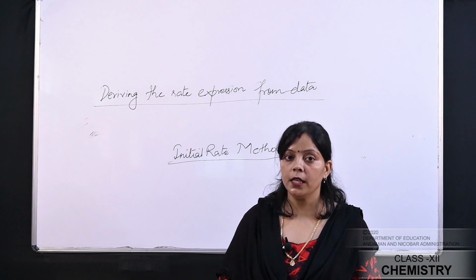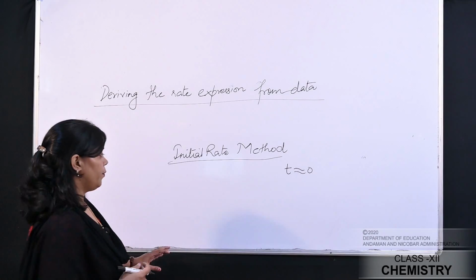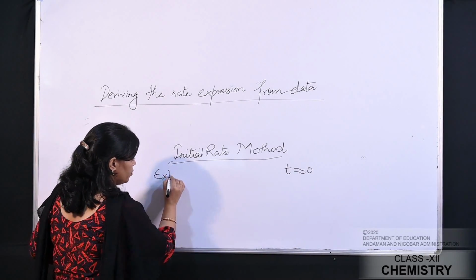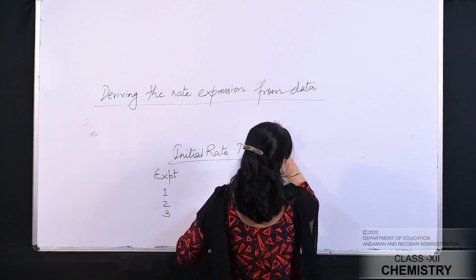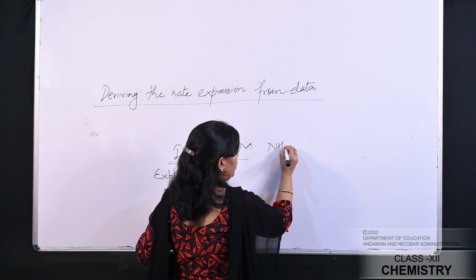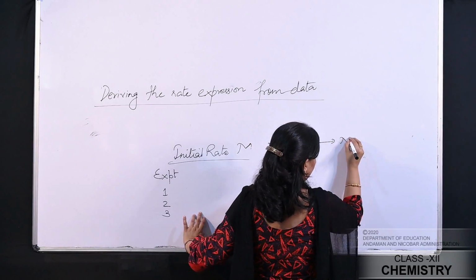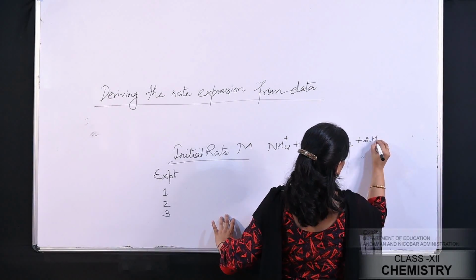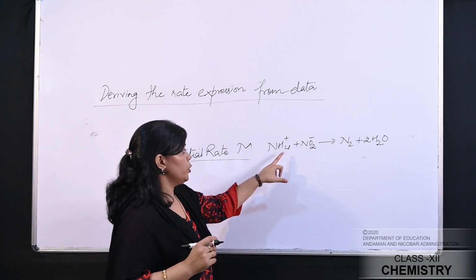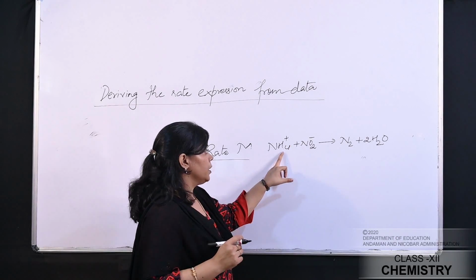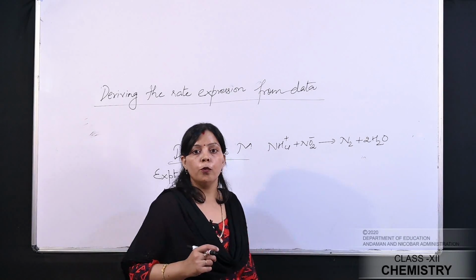Accordingly, the dependence of the rate of the reaction on the concentration of the reactant can be predicted. To explain this, I am using a table in which 3 experiments are carried out: experiment number 1, 2 and 3. It involves a chemical reaction in which the ammonium ion, when combined with the nitrite anion, gives nitrogen plus 2 moles of H2O. To explain this initial rate method, I am going to use this chemical reaction: the ammonium cation combined with the nitrite anion to give nitrogen plus 2 moles of water.